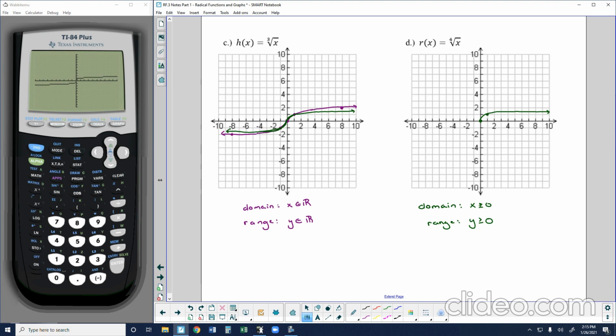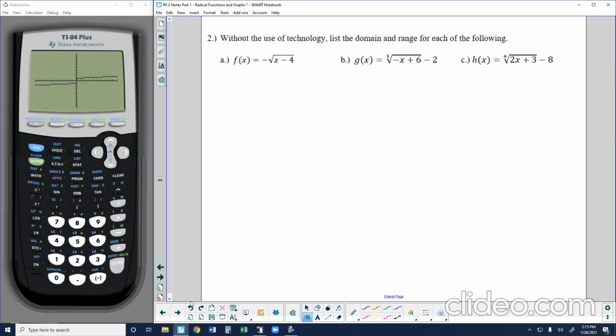Okay, so what we're going to notice is that roots with an odd index are going to have some very similar properties. Roots with an even index are also going to have very similar properties. The domain and range for roots with odd indexes is going to be all real numbers. The domain and range for roots with even indexes are going to have some kind of relationship where it is greater than or equal to a number.